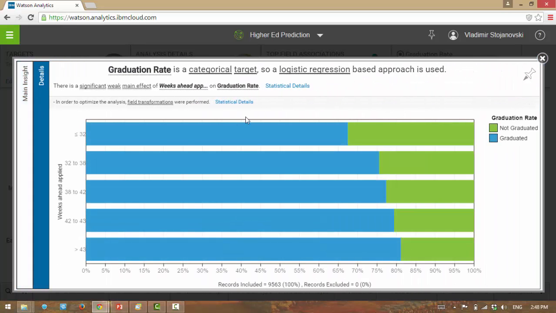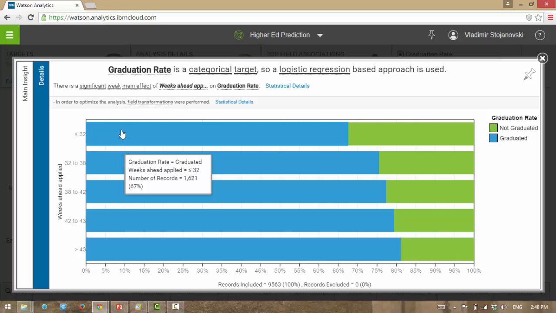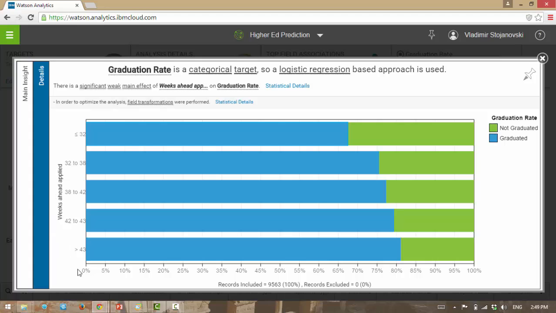And in this visualization, we find that students that applied 43 weeks in advance or further out have the highest rate of graduation, 81% in fact. And those that applied 32 weeks or less ahead had a 67% graduation rate. You will notice that Watson Analytics has performed a binning here. Each student has a single value, so a student might have applied 32 weeks in advance, or 36, or 50, or 45, or whatever the value may be. Watson Analytics has applied a binning here for us to more easily digest this answer.